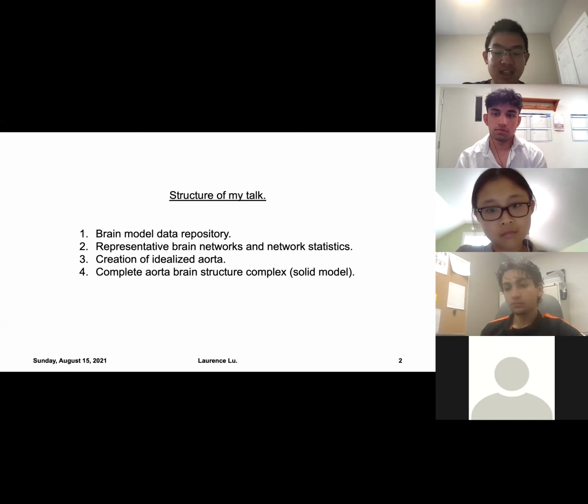So for this presentation, I'll first go over the brain model data repository, talking about the data that will be used to create the idealized brain and aorta. I'll then go over how we use VTK visualization to create a 3D representative model of the brain arterial vasculature and how that will be used to gather statistics about the radius and the length components that make up the brain model. Next, I'll talk about the creation of an idealized aorta and how we will use that model alongside the brain arterial vasculature to then complete the aorta brain structure complex, which is a solid model.